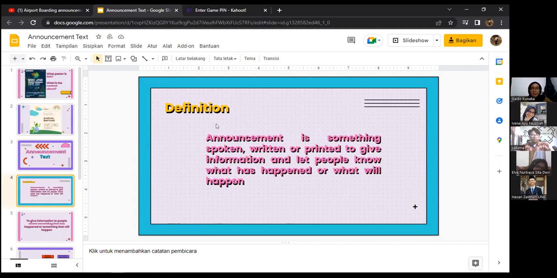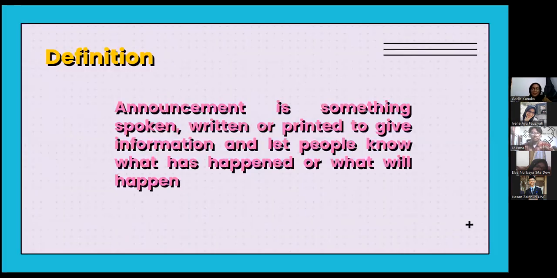Who can help me read this? Me, ma'am. Okay, thank you, Laksma, for reading. The definition of an announcement is a spoken or written statement, public or formal, containing information about an event, for informing people about what happened or what will happen. Is there any question? No, miss.